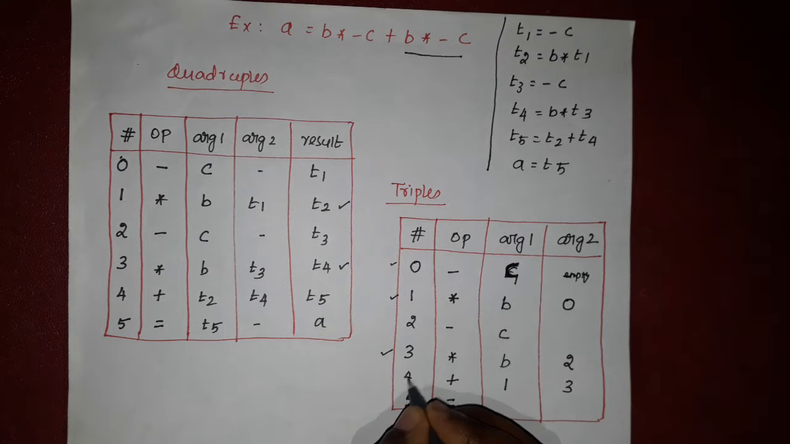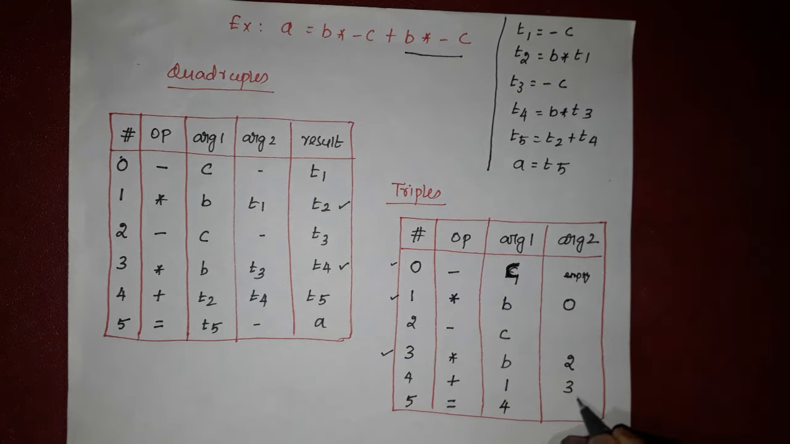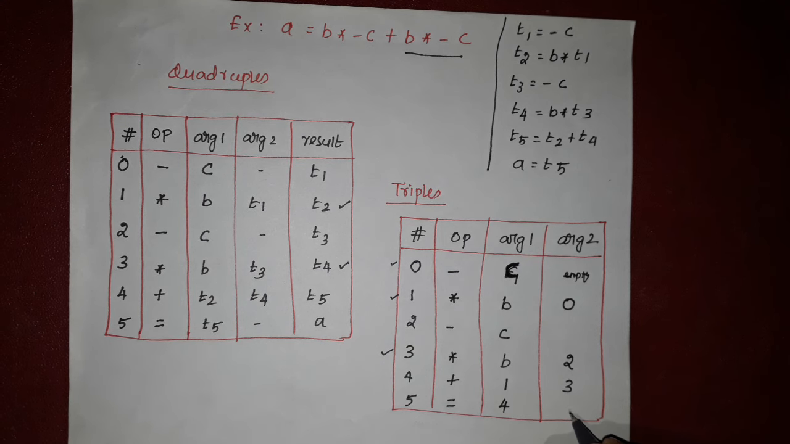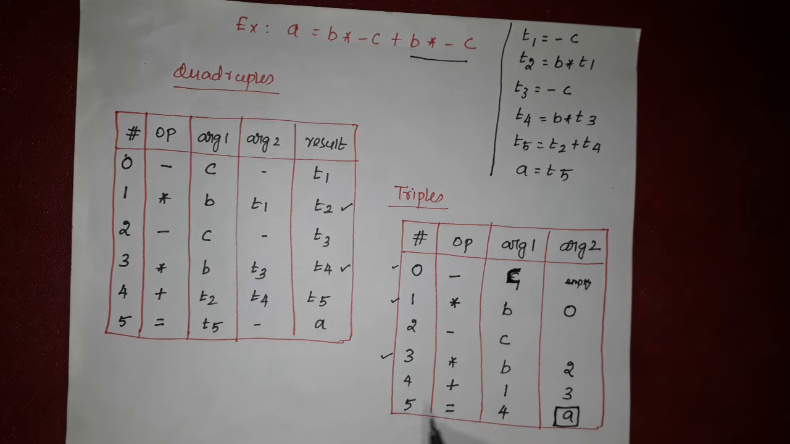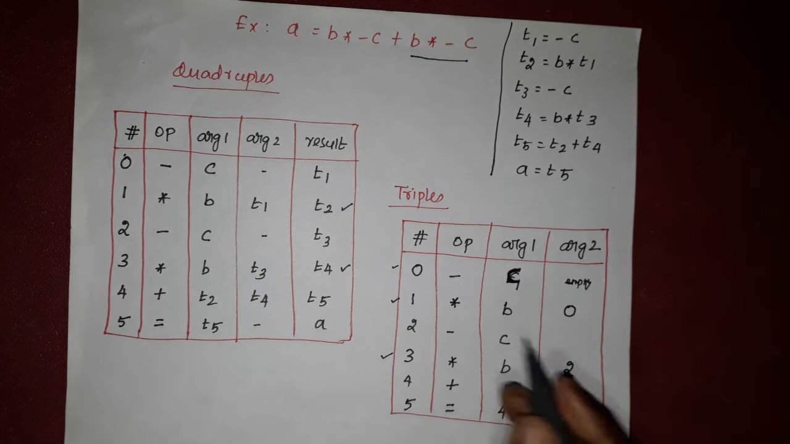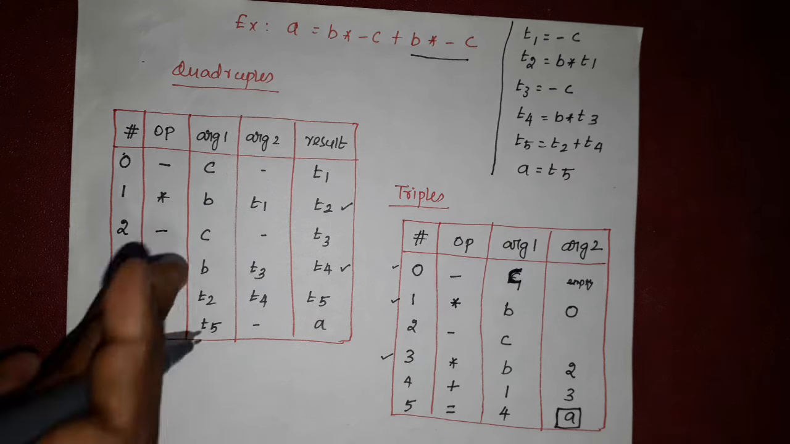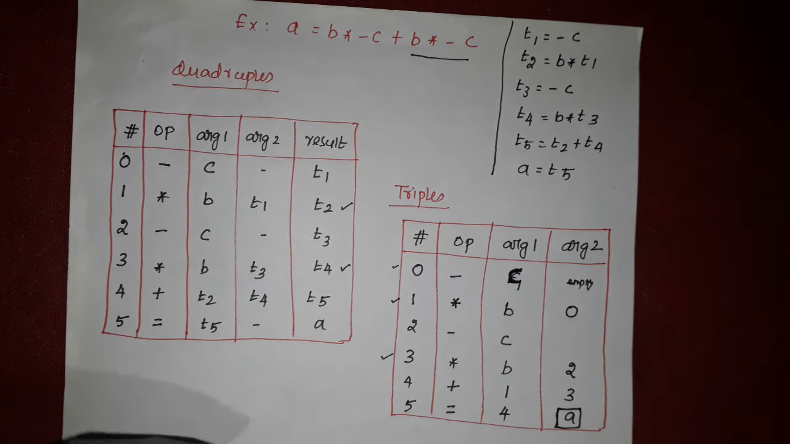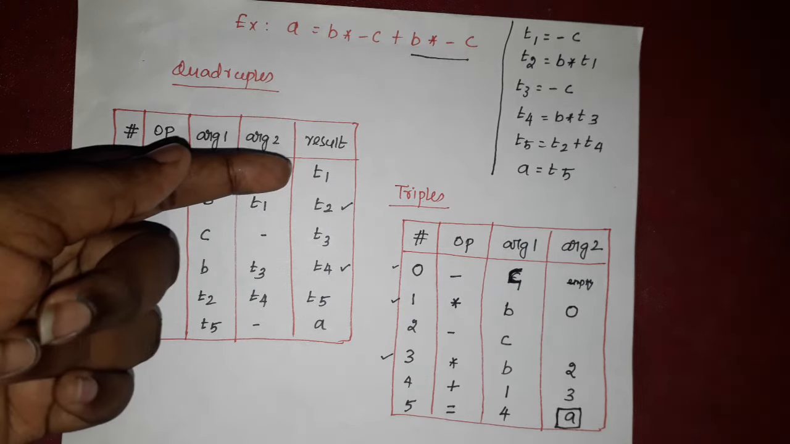For this t5 we have 4 and a. So the result will be stored in a. The final result will be stored in a. So all the results will be in the index value 5. This is triple. This is the main difference between quadruple and triple: in quadruple there is a fourth column for the result.